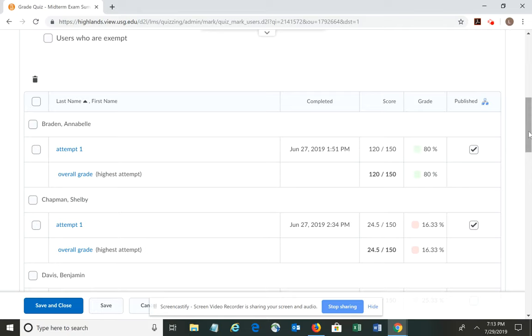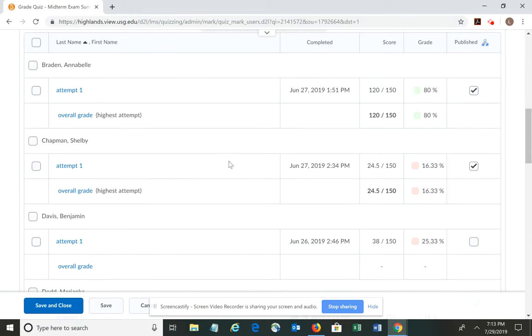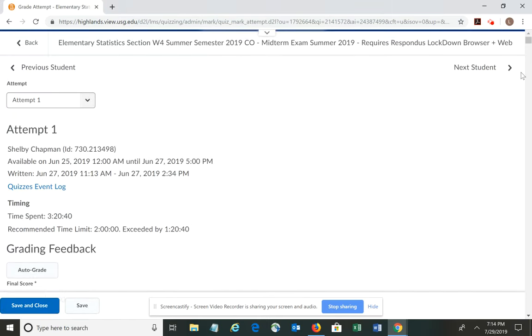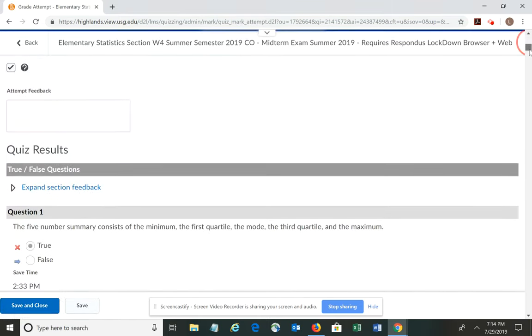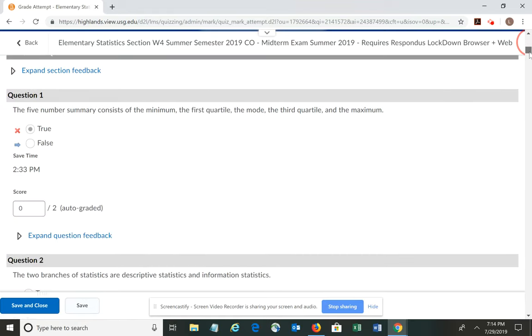Okay, so let me walk through one more. I'm going to do Shelby Chapman. Click on attempt for her. Let it open up. I'm going to begin scrolling down. Okay, the 5-number summary is the minimum, first quartile, mode, third quartile, and maximum. That's false. She got it wrong, so she gets no credit.